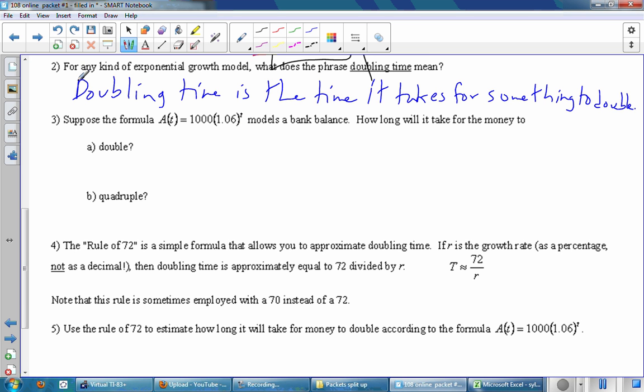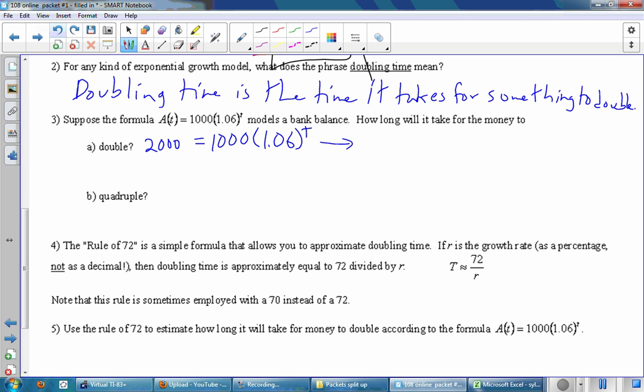Three. Suppose the formula A(t) = 1,000 times 1.06^t models a bank balance. How long will it take for the money to double? Okay, and then quadruple. All right, so let's see. How much money do we start with in this formula? Well, we know that the principal is the number sitting in front. So we start with $1,000. So if I want it to double, then how much money do I want to have at the end? Well, we want to have $2,000. So 2,000 equals that thing.